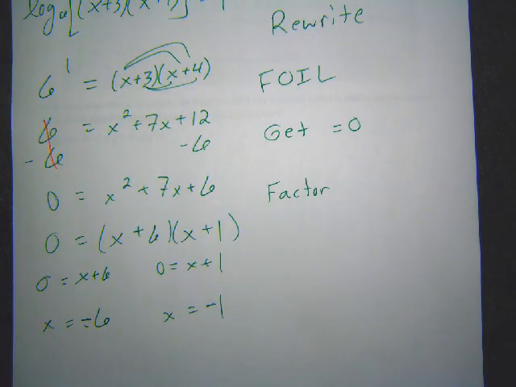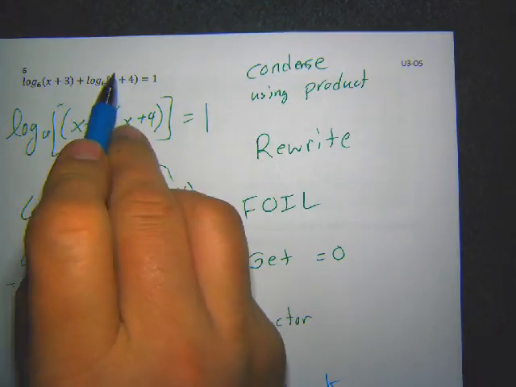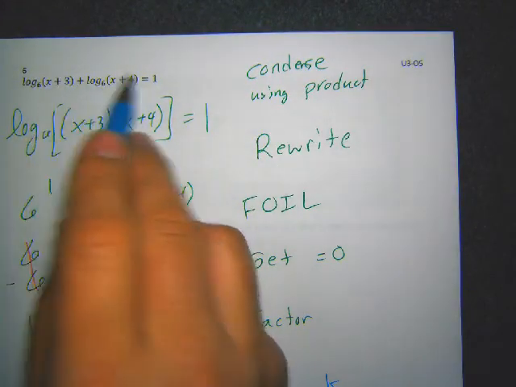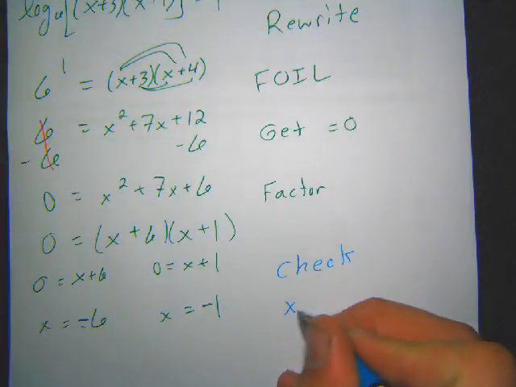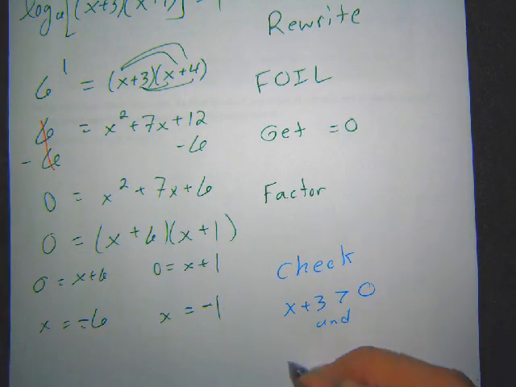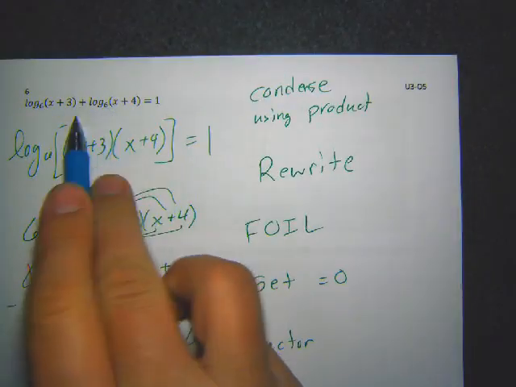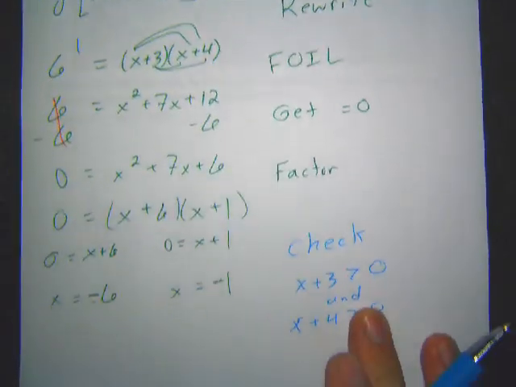But we talked about last one, we need to check. Now this time, there's actually two different logs, so we got to check both of them. We got to make sure that both of these statements are true: that x plus 3 is bigger than 0, and x plus 4 is greater than 0. So both of those have to be true. If either one of those fail, the number doesn't work.